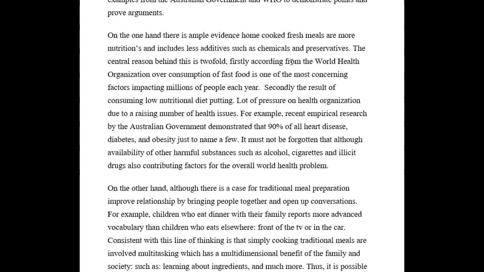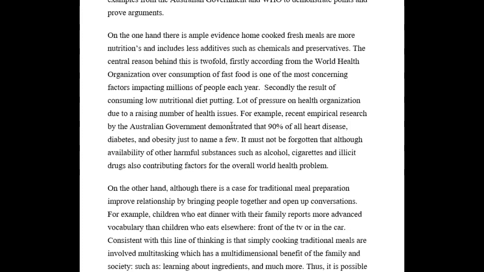Secondly, the result of consuming low nutritional diet pudding. Okay, that's grammatically, it's not a sentence. You needed to combine these, I think. So secondly, comma, the result, no. Secondly, comma, consuming a diet with low nutritional content is putting a lot of pressure on health organizations due to a rising, with no A, number of health issues.